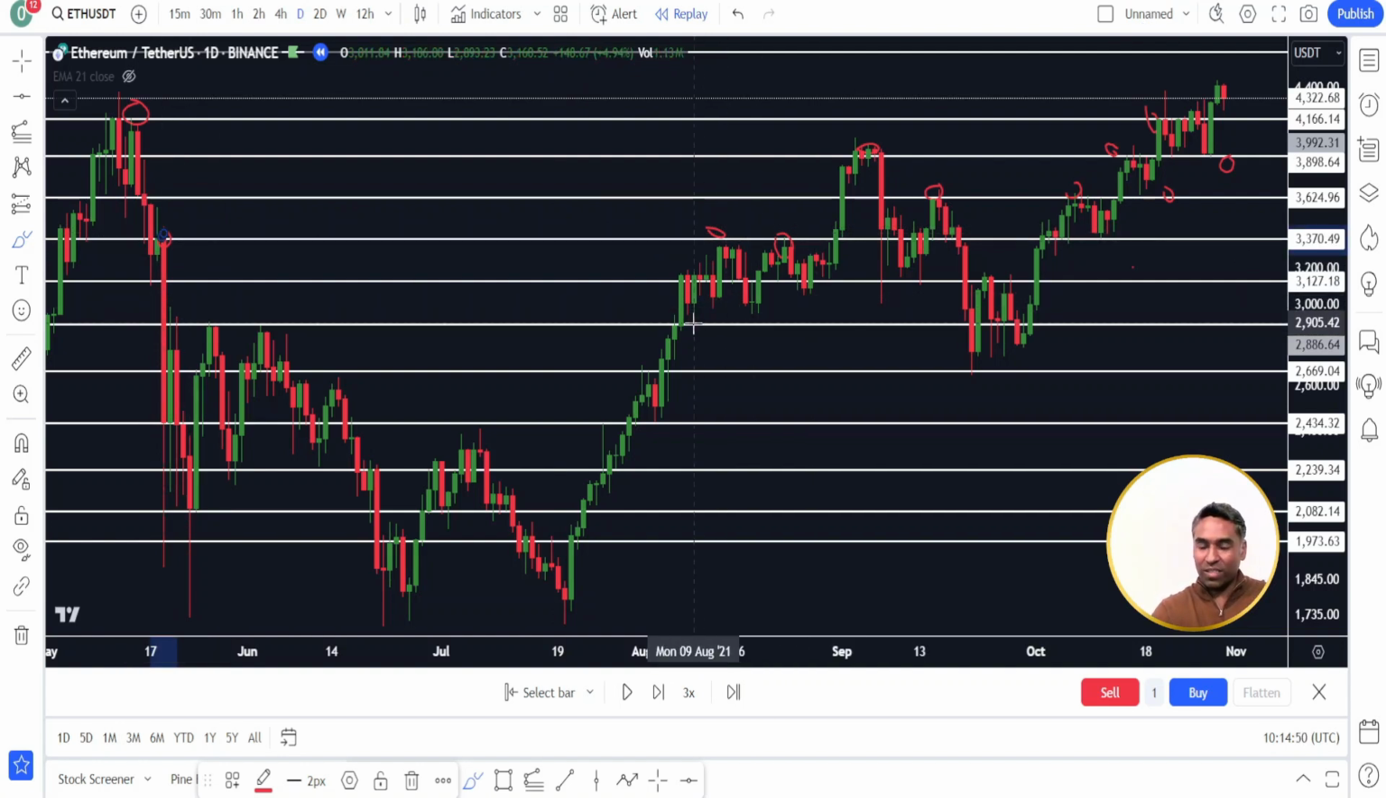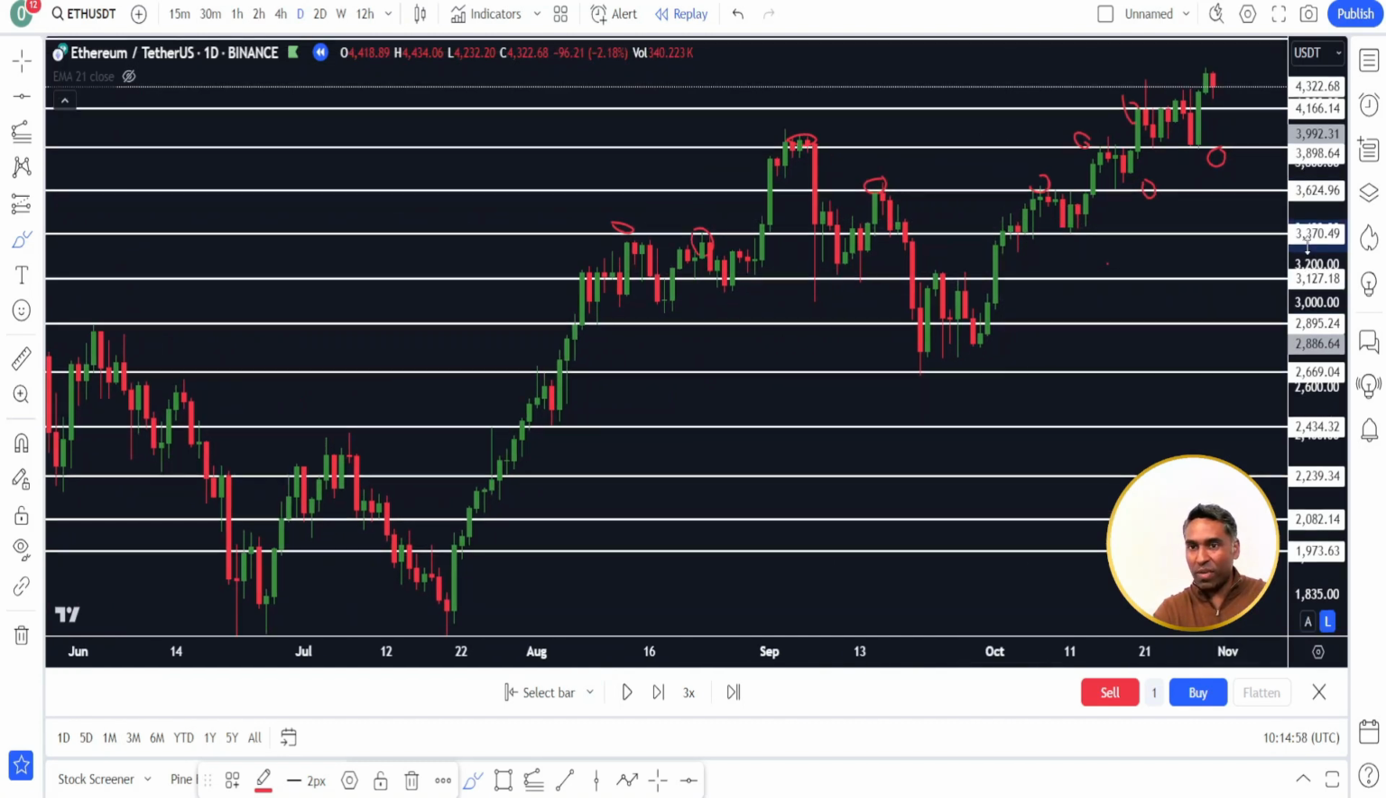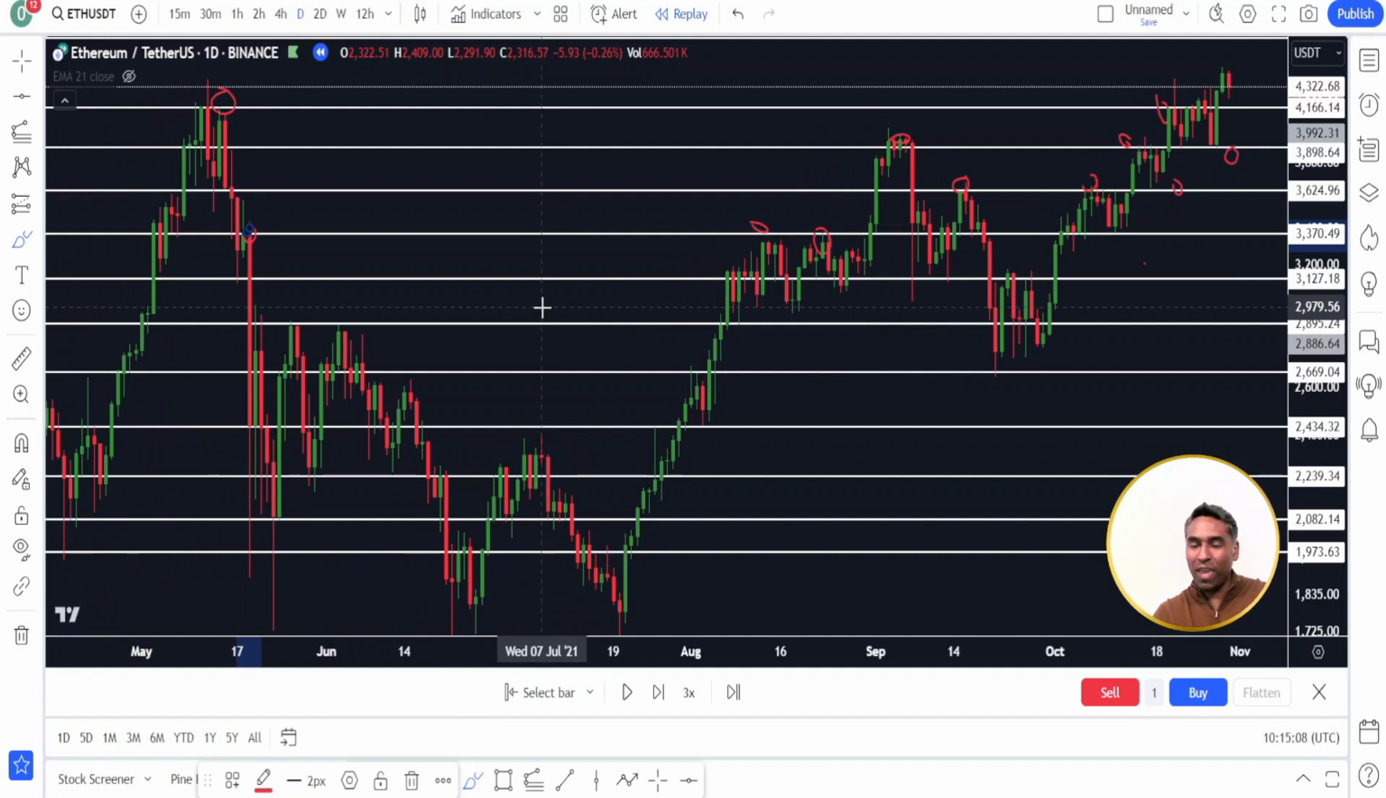Why? Because look, this chart looks so messy, it's full of lines, and you cannot see what the price is doing, how the price is behaving. Actually, what is the importance of support and resistance? They are no more than reference points. They are reference points on the chart where you can see how price behaves there.